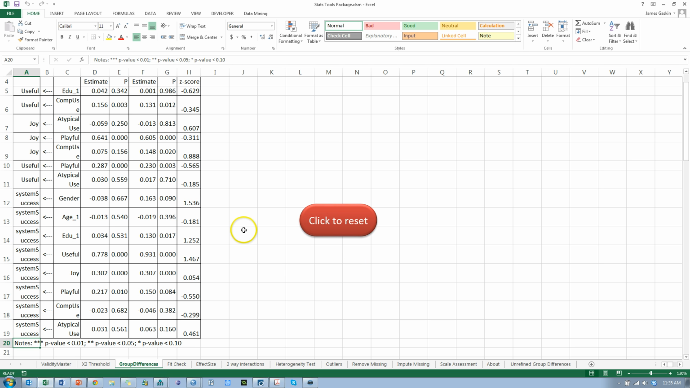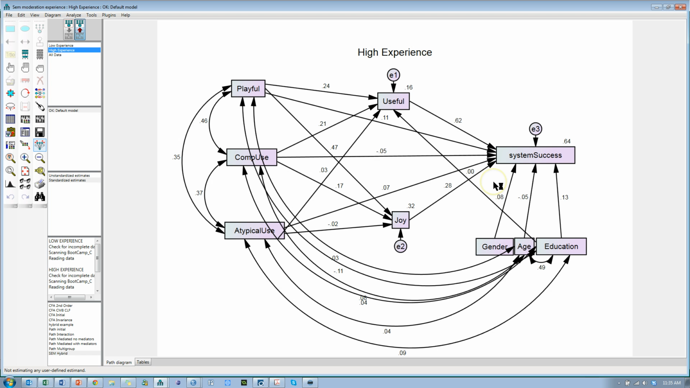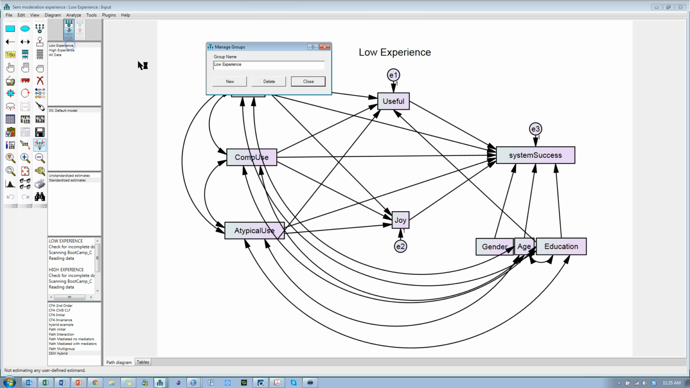Let me reset. So we didn't find any significant effects here. No stars, so no major differences. Reset. Let's go back and do frequency. I'm going to rename these to low frequency. By the way, you can have as many models up here as you want. Just beware, it's going to create a critical ratios matrix for every group. So be careful, that could be a massive critical ratios matrix.